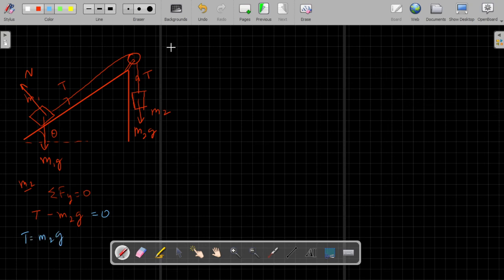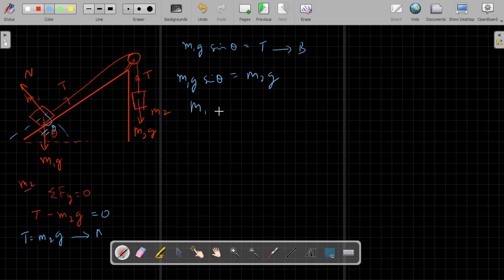Now we will write the equation for block m1. The component of gravitational force m1g along the incline is m1g sine theta, and that should be equal to the tension T in the string. So from equation A and equation B, we write that m1g sine theta is equal to m2g, and m1 sine theta is equal to m2.